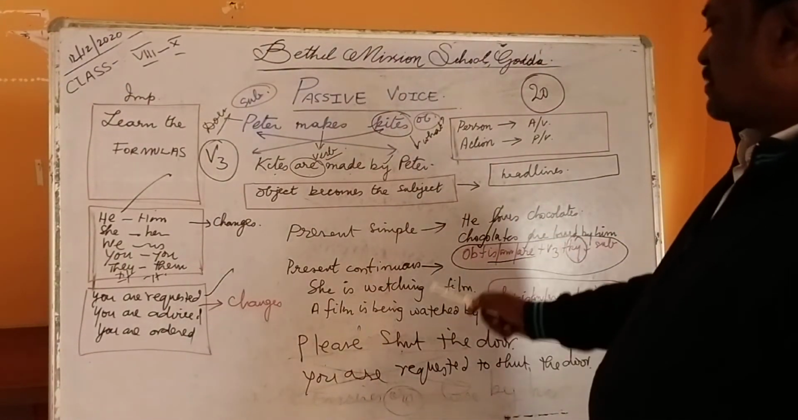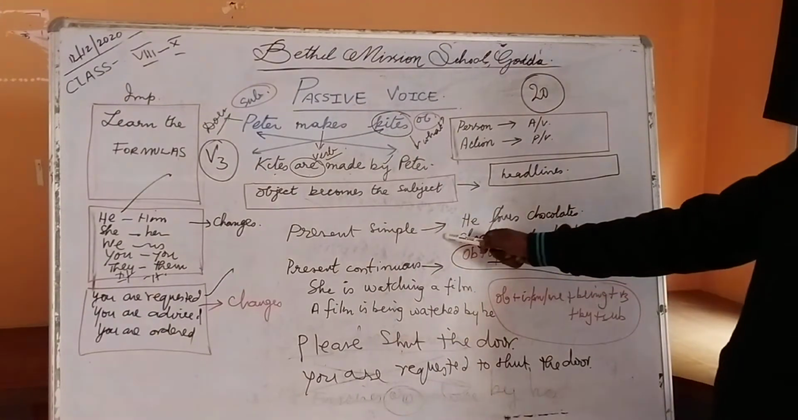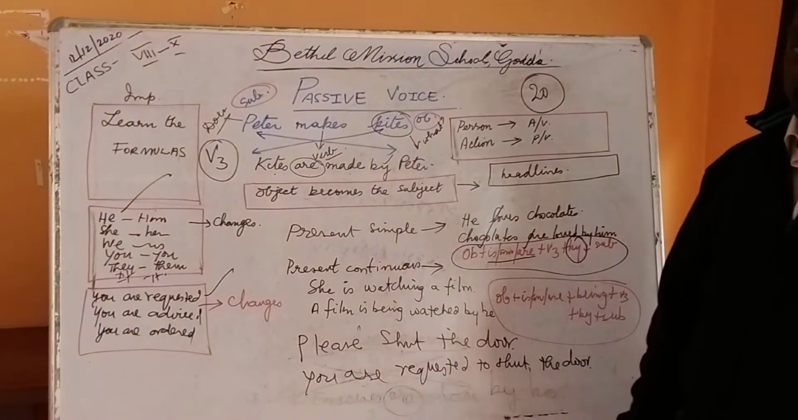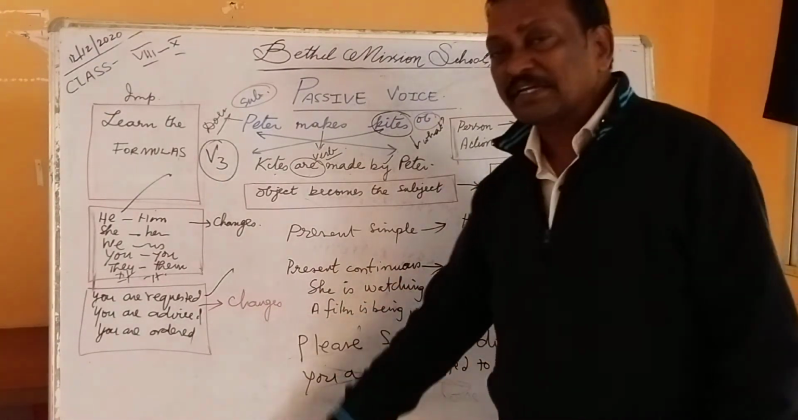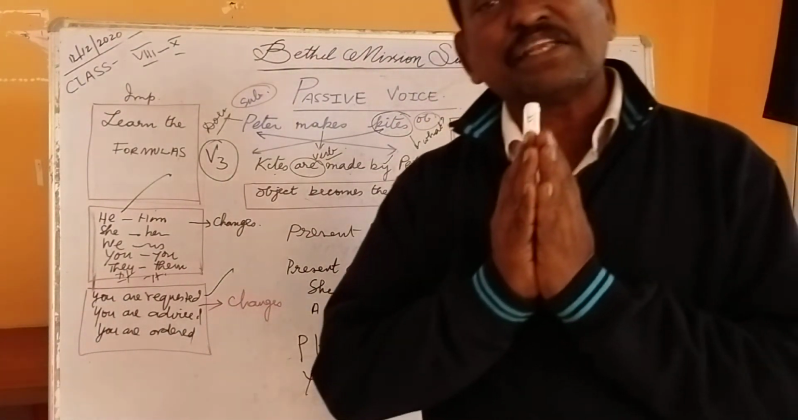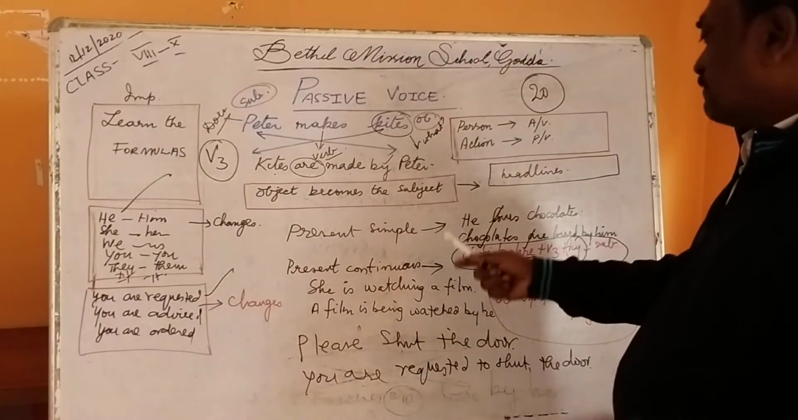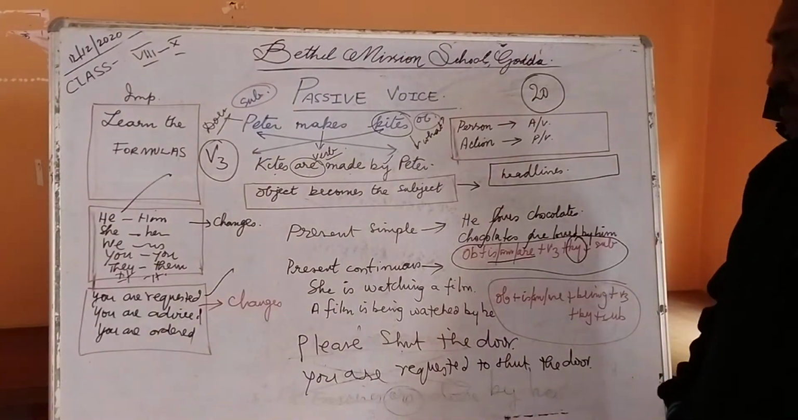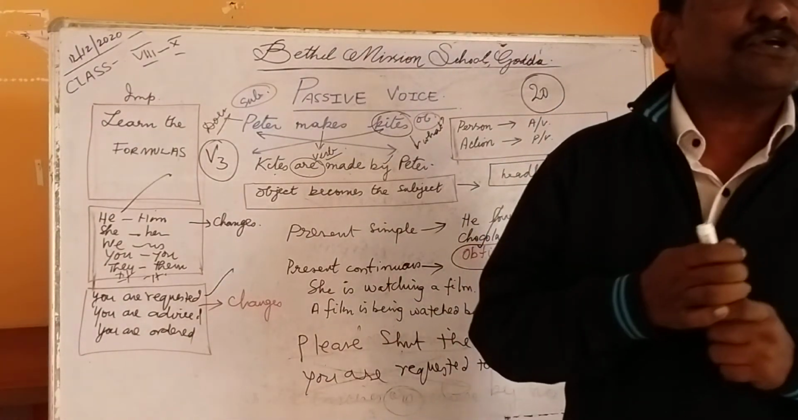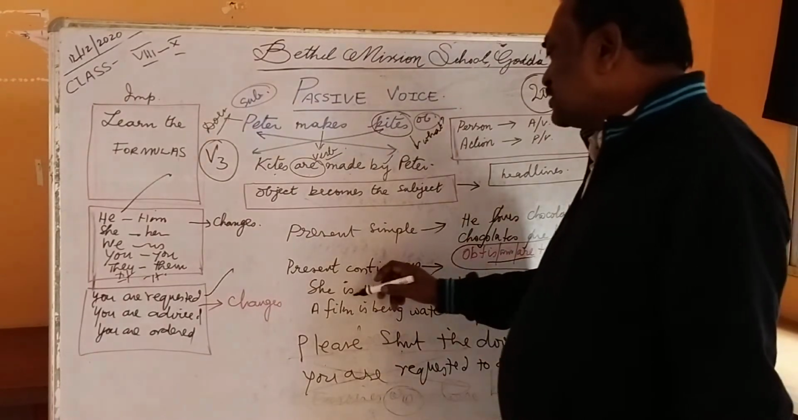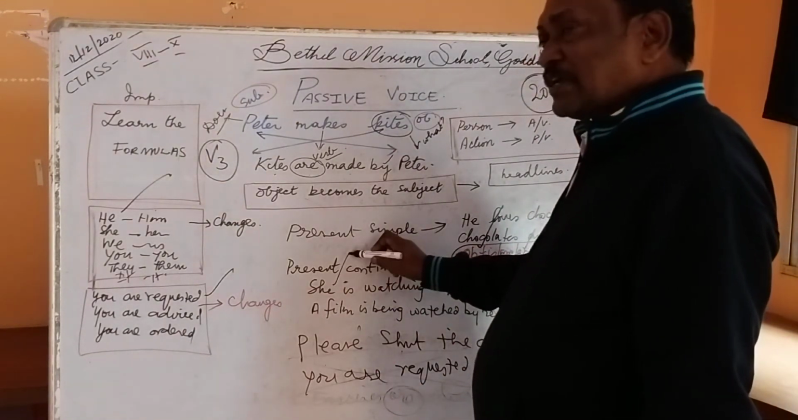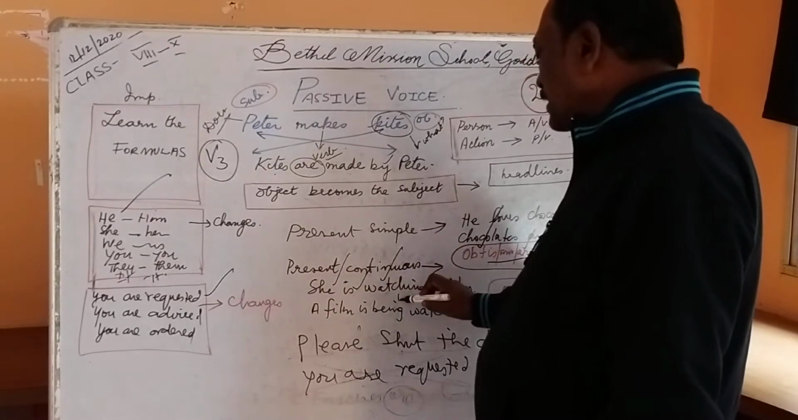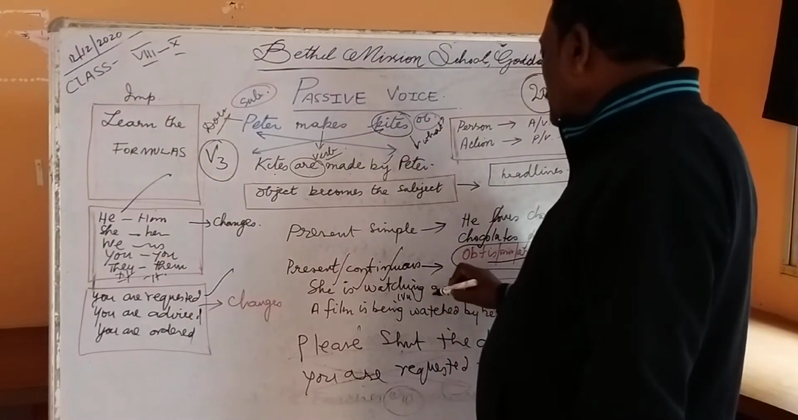Now look at this present continuous. We have seen how the present simple is changed. In the same manner, we can convert present continuous tenses into passive voice as well. Look at this sentence. This is just one example. She is watching a film. How do you know that a sentence is in the present continuous? You have a subject, then you have a helping verb, then you have V-ing, that is a present participle, and then obviously the object.